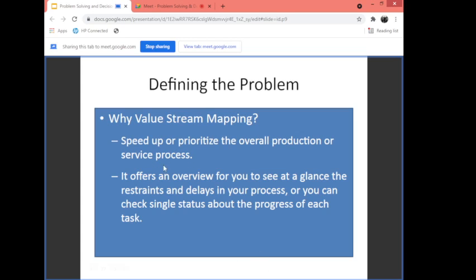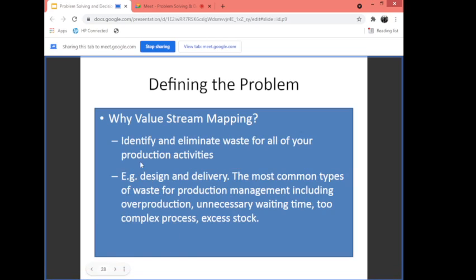Okay? Why value stream mapping? I'll talk about the model later. It helps speed up or prioritize the overall production or service process. It offers an overview for you to see at a glance the restraints and delays in your process, or you can check single status about the progress of a task. Again, why value stream mapping? To identify and eliminate waste for all of your production.